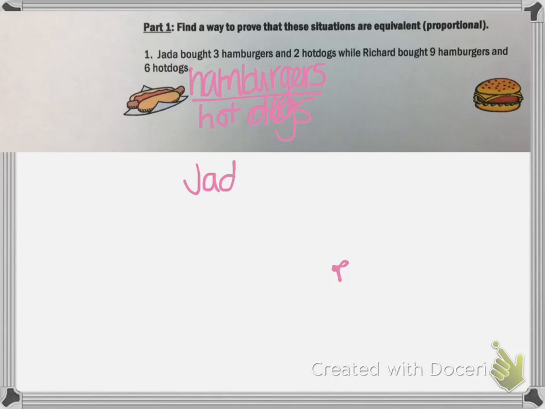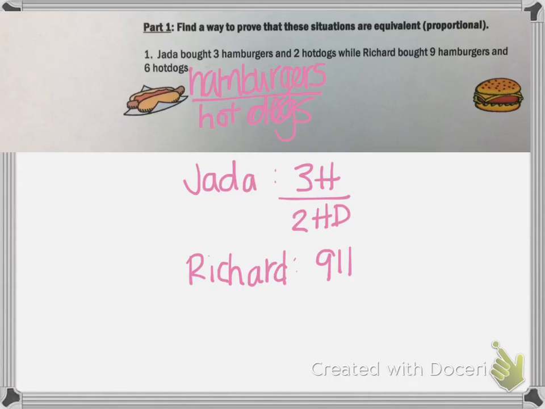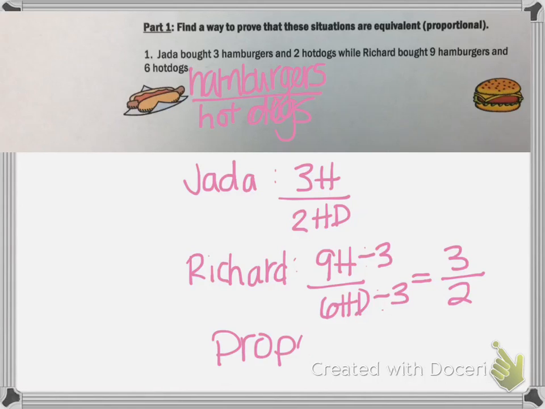And Jada has 3 hamburgers over 2 hot dogs, and Richard has 9 hamburgers over 6 hot dogs. So we want to see if these ratios are equivalent, if they're proportional. So we see that Jada's ratio is in simplest form. So we want to get Richard's ratio in simplest form, and we'll do that by dividing by 3. So 9 divided by 3 is 3, and 6 divided by 3 is 2. So we see that both ratios are 3 over 2, so this is proportional. So we'll write that down and box it because that is our answer.